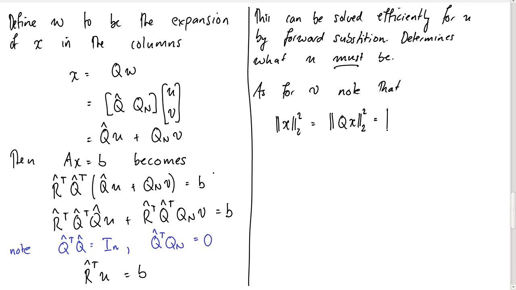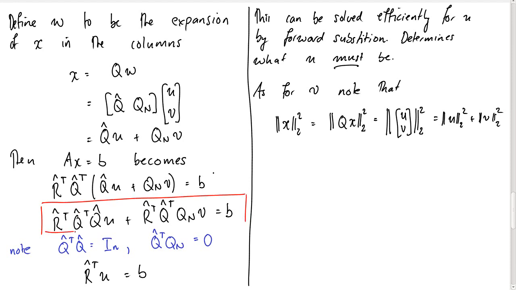So that equals the 2 norm of our vector w, which equals the norm of u squared plus the norm of v squared. Okay? However, we've got no constraints on what v must be. Remember, this is our equation here that expresses Ax equals b. And what we found was that v just vanished. We don't actually have any constraints on what v should be at all.